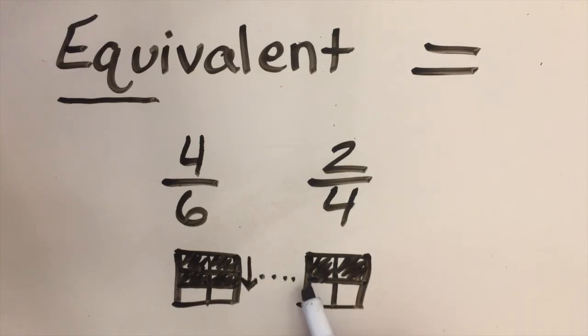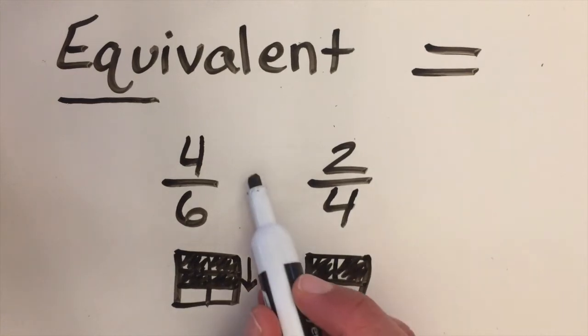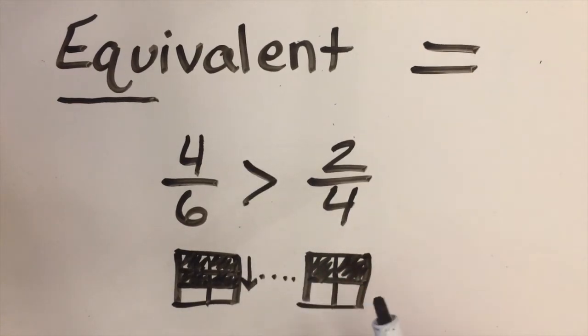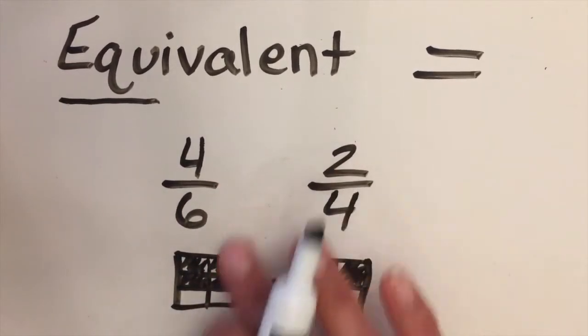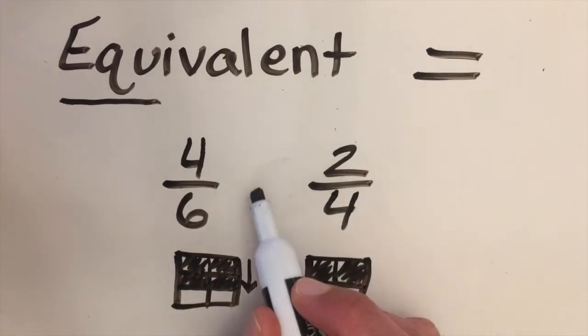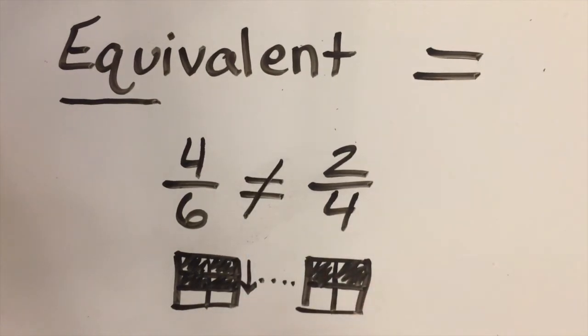So if you were to look, 4/6 goes down a little bit farther than 2/4 does. If we were going to use the concept we did last time, we could say that 4/6 would be greater than 2/4. Another way to refer to it, if we're talking equivalent, you would draw an equal sign, but then you draw a line through it, which essentially means 4/6 is not equivalent to 2/4.